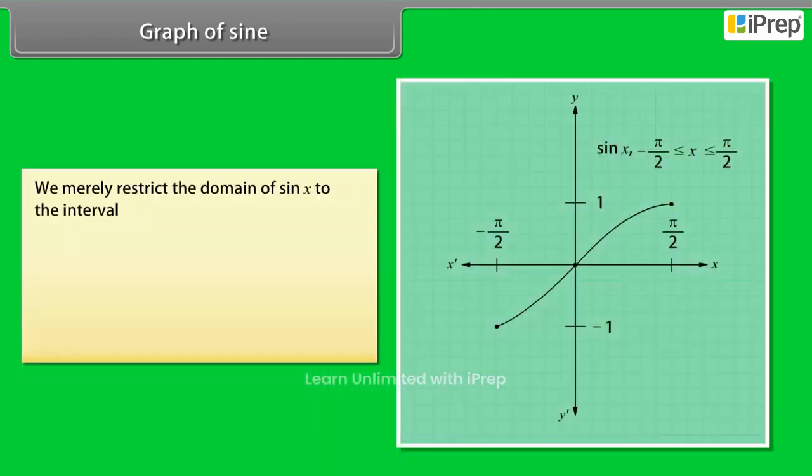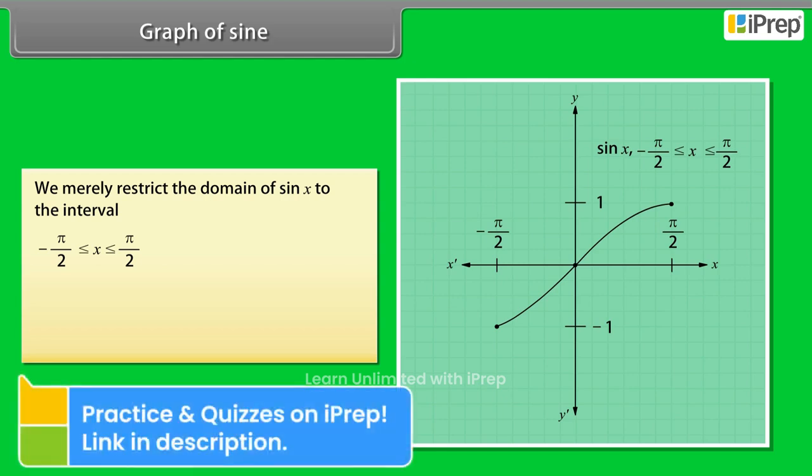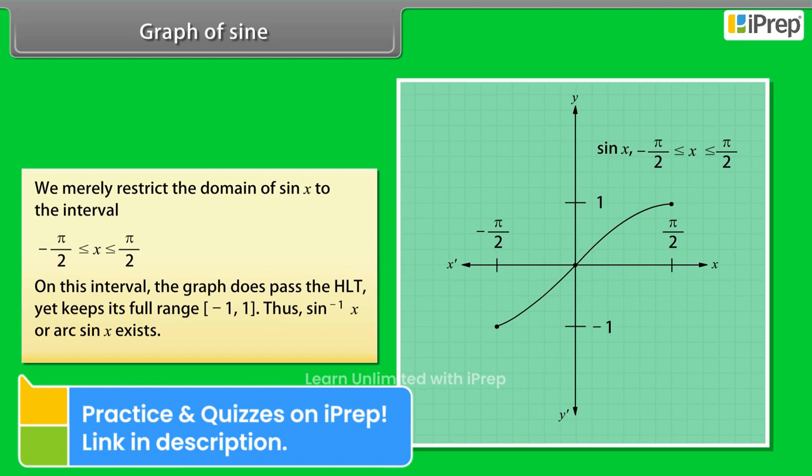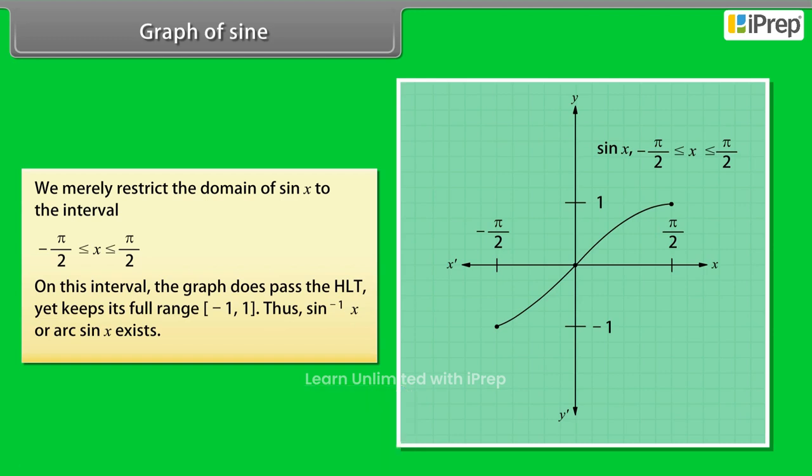Easily, we merely restrict the domain of sine x to the interval minus pi by 2 less than or equal to x less than or equal to pi by 2. On this interval, the graph does pass the HLT, yet keeps its full range [-1, 1]. Thus, sine inverse x or arc sine x exists.